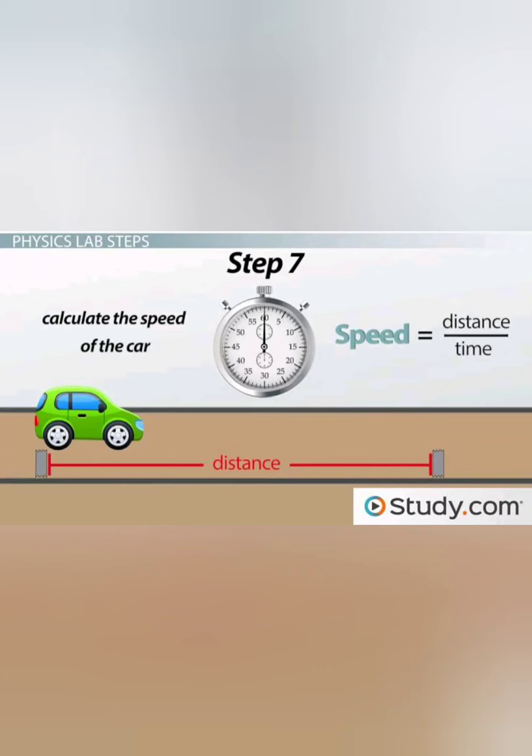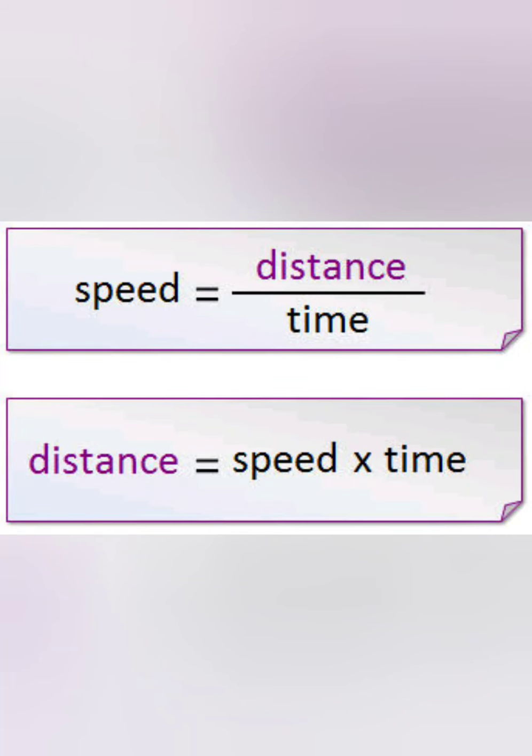The speedometer is the instrument we use for measuring the speed of a vehicle. So children, we have learned that speed is equal to distance by time. From this formula we can derive the formula to find the distance, which is equal to speed into time.